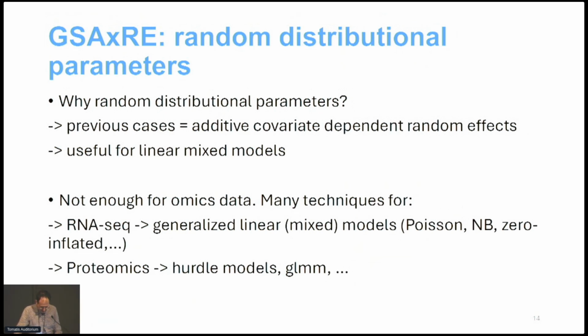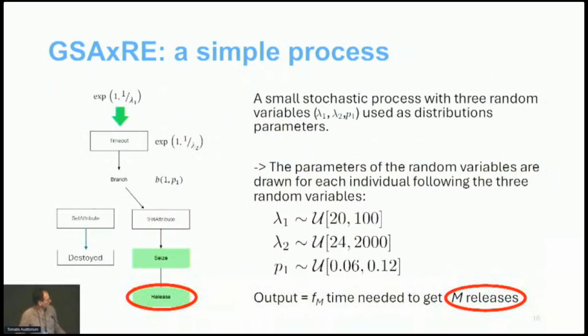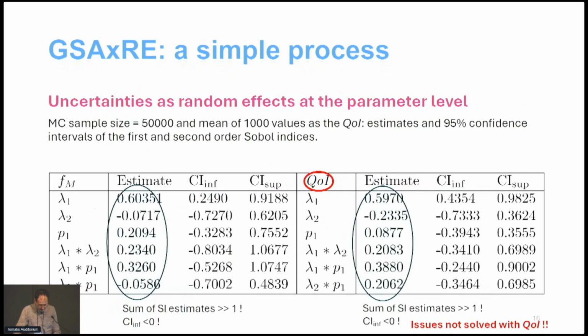So in those settings, we use the toy example, which is that kind of process. Basically, you have two exponential distributions that are linked through a binomial one, and you have some uncertainty on each of the parameters of the distributions. And basically, you just measure the time that you need to get on the right branch of the process n times. And what we saw is that even with a very simple process like this one, you got completely impossible properties for the Sobol indices that we computed. They no longer sum to 1, and they are even estimated as negative values.